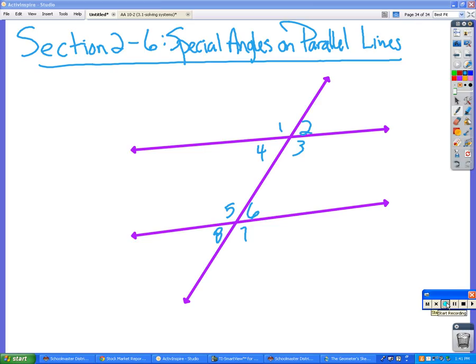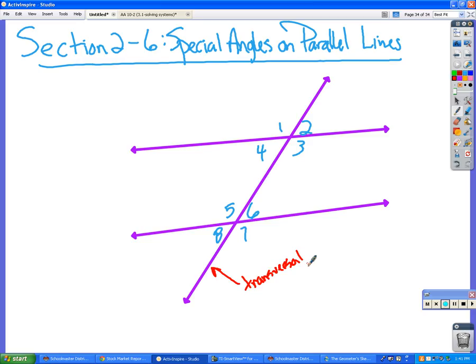All right, so we're going to wrap this chapter up by looking at some angles that show up on parallel lines. And first of all, a little vocabulary. This line right here has a special name. It's called a transversal. It's called a transversal because trans means across, and it's going across those two lines.